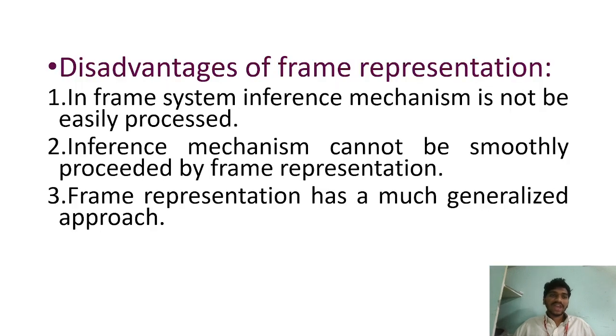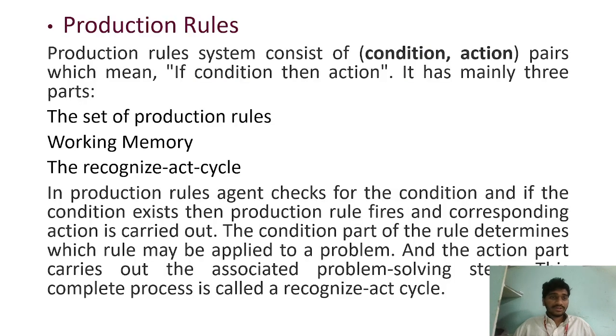And the disadvantages of frame representation are that in a frame system, inference mechanisms cannot be easily processed, and the inference mechanism cannot be smoothly processed by frame representation, and frame representation has a much generalized approach. And the next one is production rules. A production rule system consists of condition-action pairs, which means if condition, then action. It has mainly three parts: the set of production rules, working memory, and the recognize-act cycle.